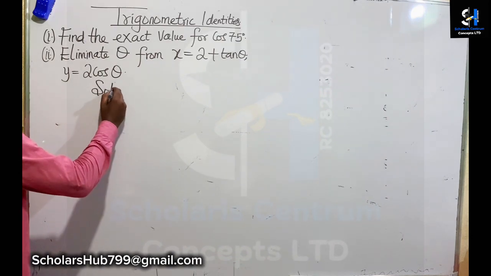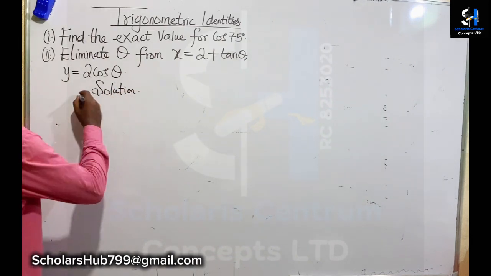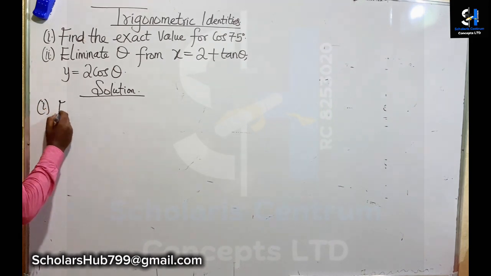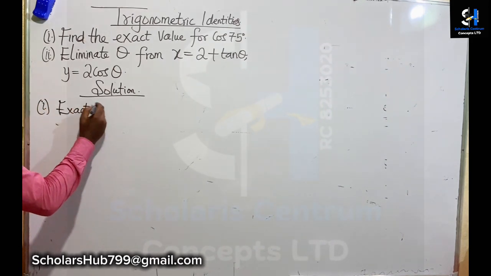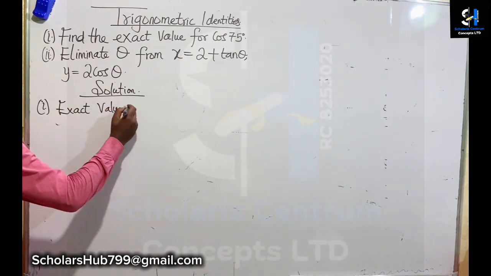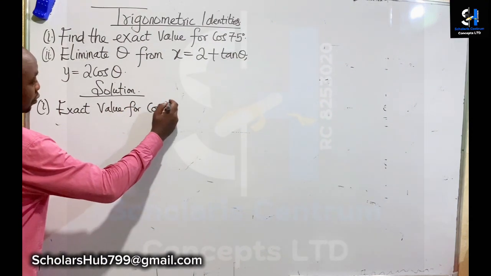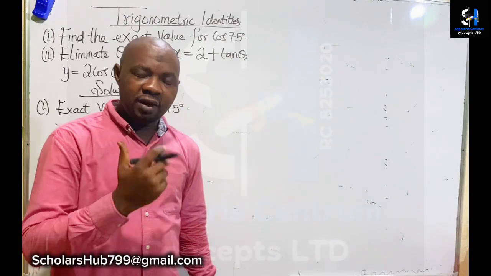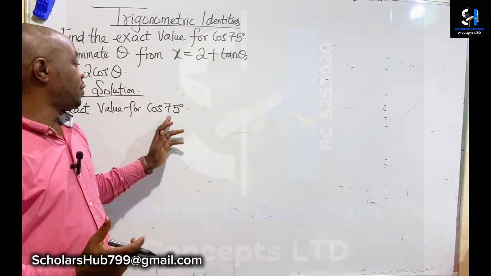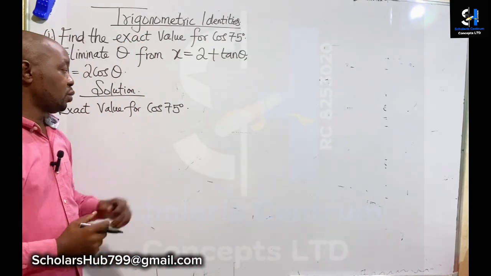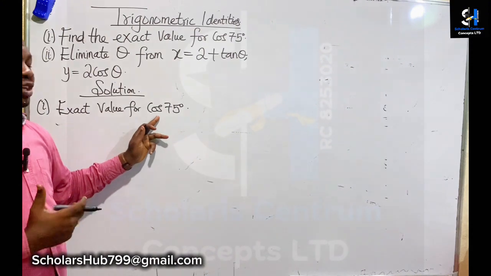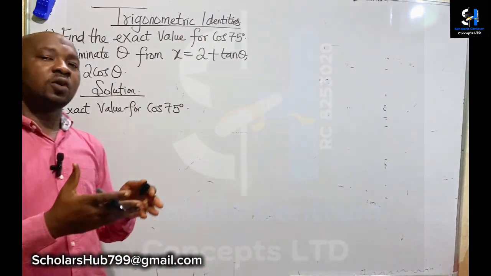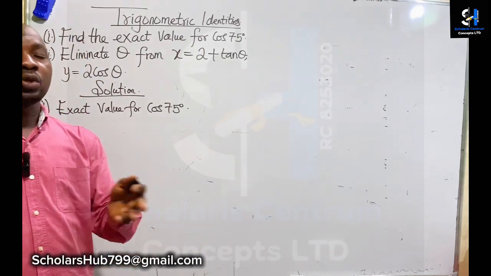Okay, Roman numeral 1 is for us to find the exact value for cos 75 degrees. To be able to find the exact value for this, we'll have to express cos 75 degrees as the cosine of the sum of two known angles.